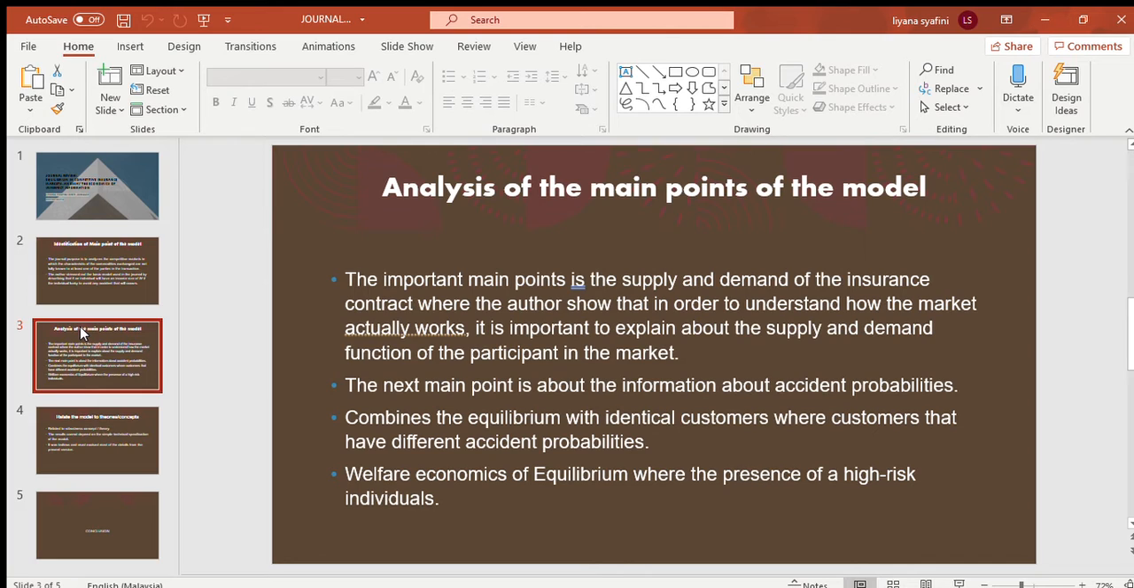So the next point is about the information about the accident probabilities. The authors did discuss how and when to estimate these matters, but they make the bold assumption that individuals know their accident probabilities and companies do not. But companies may also use their customers' market behavior to project their accident probabilities, where high-risk individuals tend to take high insurance contracts compared to low-risk individuals.